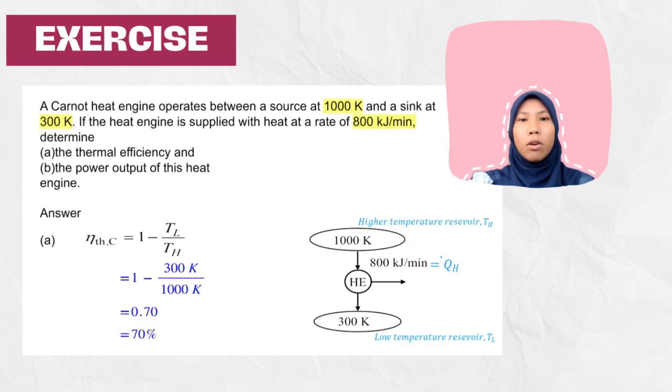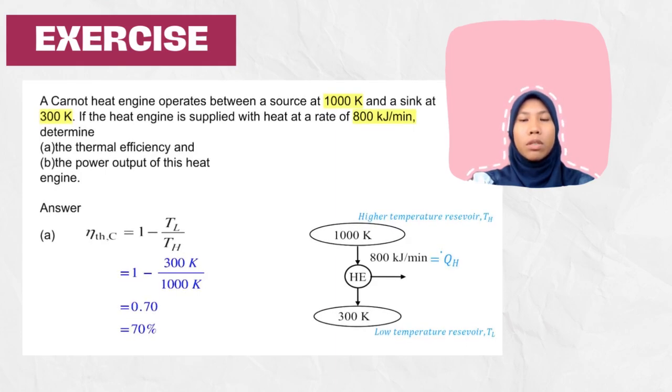A Carnot heat engine operates between a source at 1000 Kelvin and a sink at 300 Kelvin. If the heat engine is supplied with heat at a rate of 800 kJ per minute, determine the thermal efficiency and the power output of this heat engine. Based on the question given, the thermal efficiency of a Carnot heat engine depends on the source and sink temperatures only. That can be determined from this formula.